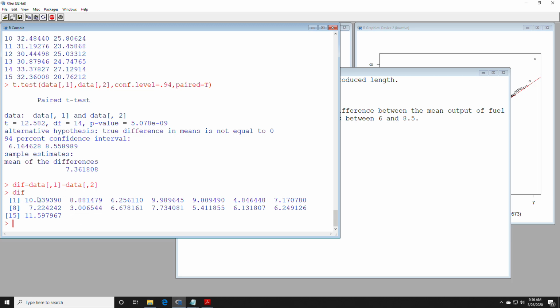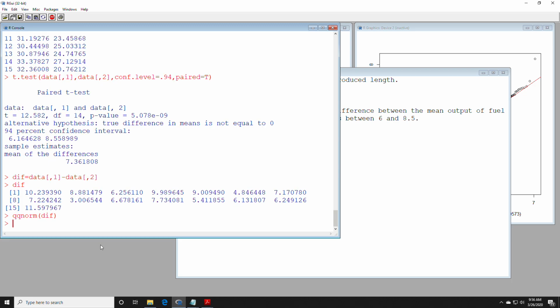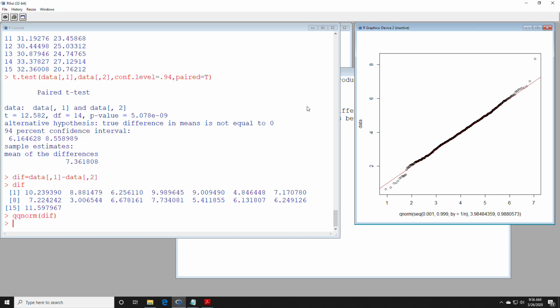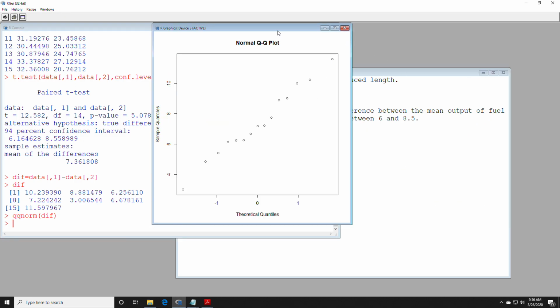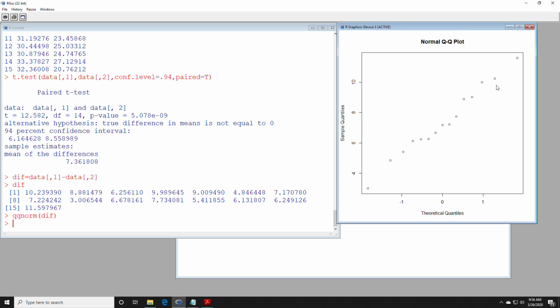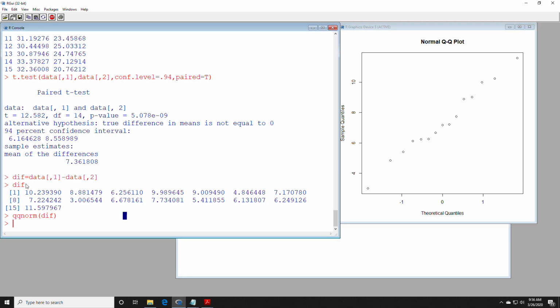So we want this to have a normal distribution. So qqnorm diff. Okay, there it is. qqnorm diff. And that looks pretty darn good, especially for a sample size of 15. The differences look normal. Okay, so that's how we verified that the differences were normal.